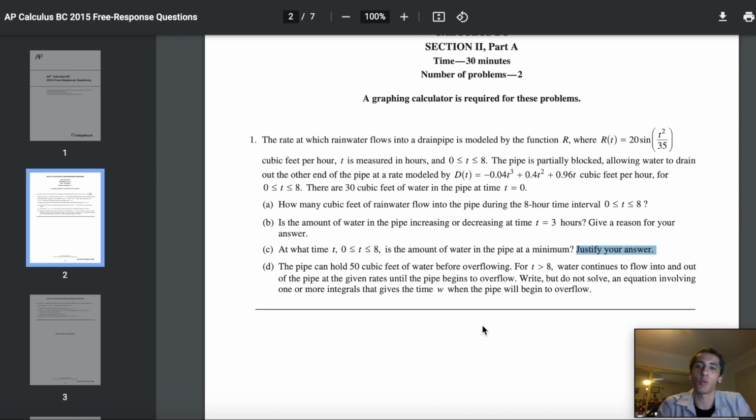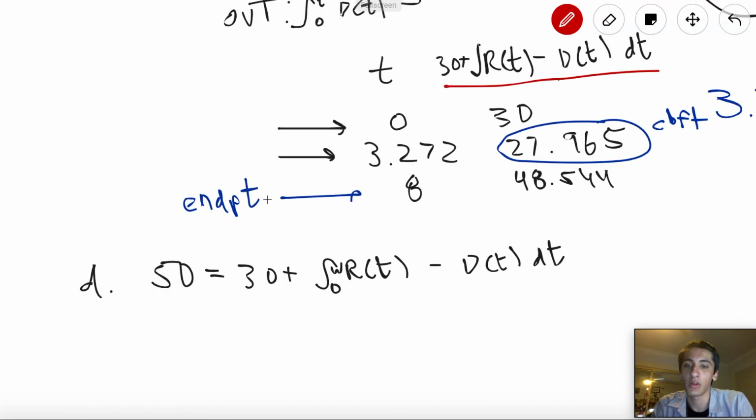Again, you always want to put words behind your work. So here, we want to use an equation that will tell us some answer w. So here, we basically are asking, when will we get 50? So we just use our volume equation up here. We say that the integral is now going to w instead of what should be 0 to t up here. And essentially, that gets you your answer.